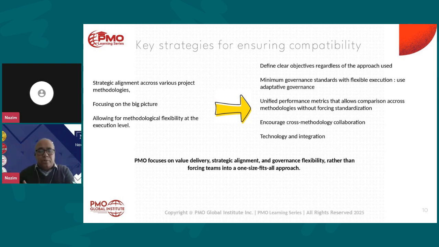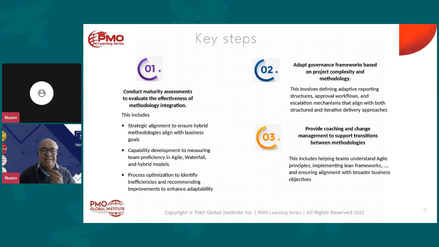And then on the right side, you have the declination. Define a clear objective, minimum governance standard but flexible in the execution, unified performance metric. Encourage cross-methodology collaboration and accompany the team to use the right methodology. Next slide, please. And here you have the key steps, what we said: conduct a maturity assessment, then adapt the governance, and at the end, provide the coaching.